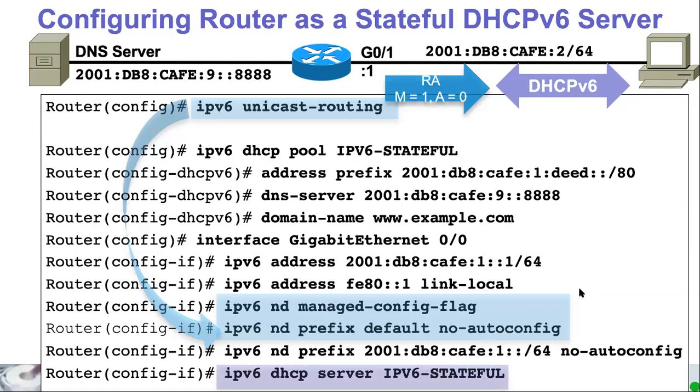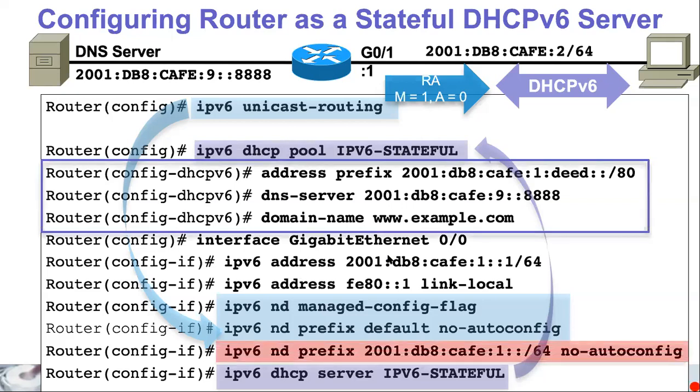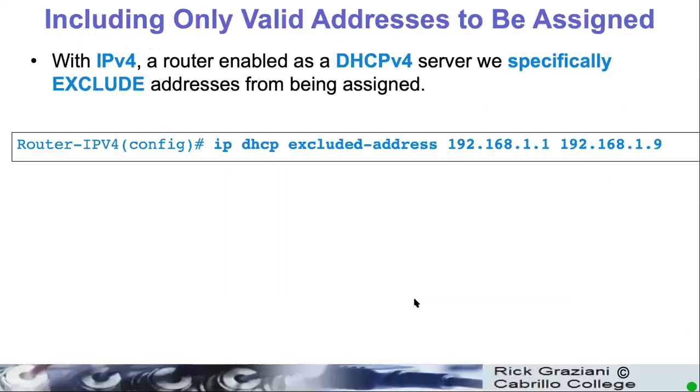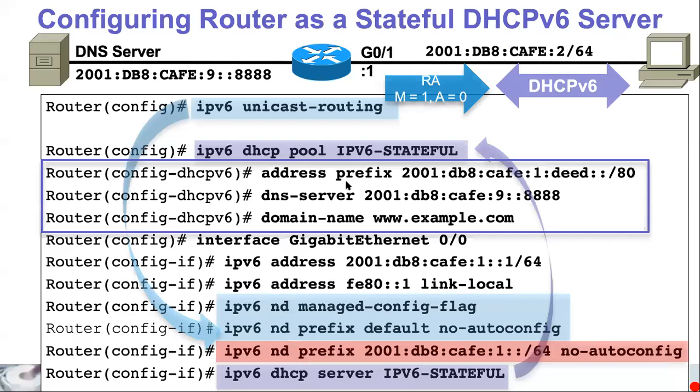So when a client sends out that solicit message, we say, hey, guess what? We are a DHCPv6 server. So when the router receives that solicit message on this interface, it knows that it's a stateful DHCPv6 server. So the one big difference here, that's the A flag again, is this right here, the address prefix. This is what says I'm going to allocate addresses to you.